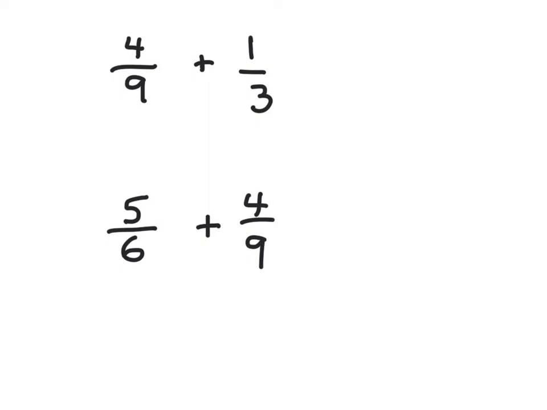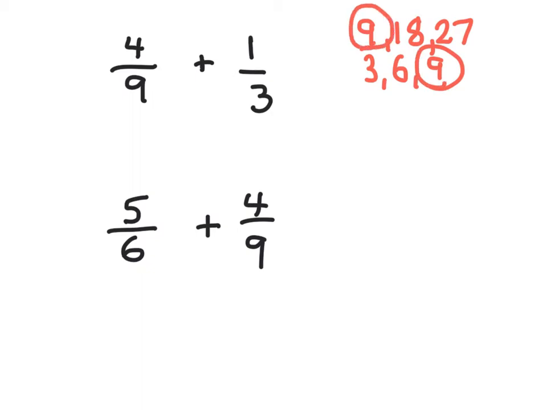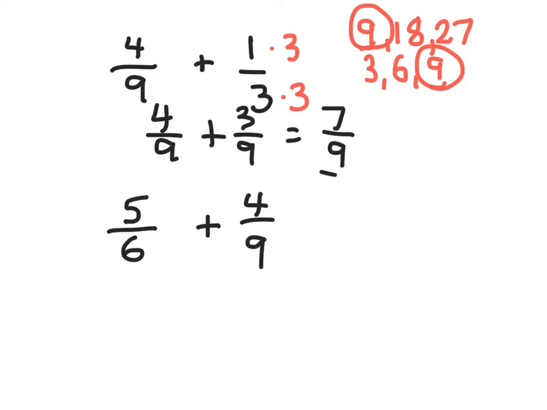Here we have a couple more examples. 4/9 plus 1/3. If you made a list of the common multiples for 9 and for 3, you'd see that the least common multiple is actually 9. So the first fraction, you can leave it alone, multiply the second fraction by 3 and by 3. That would give us 4/9 plus 3/9 for an answer of 7/9.